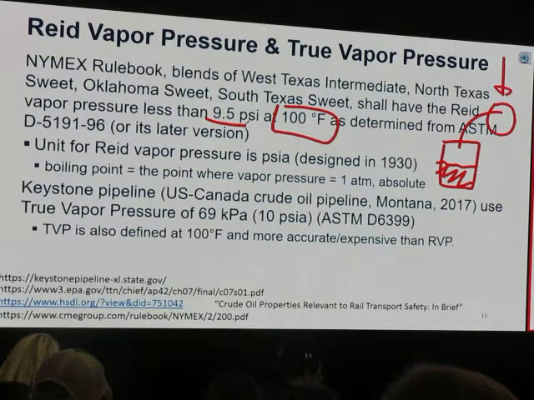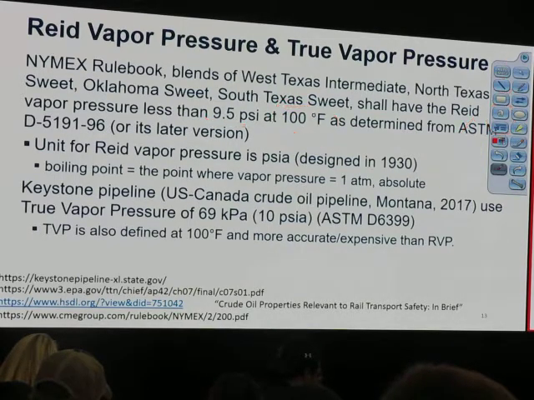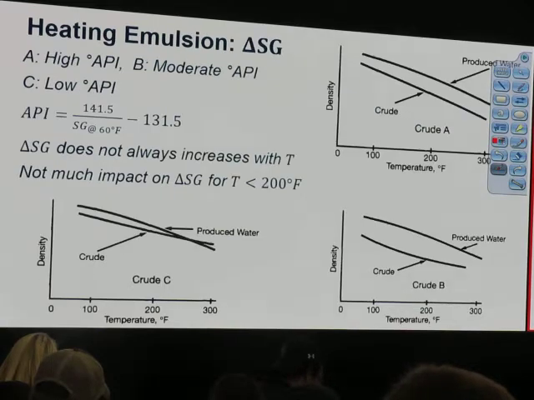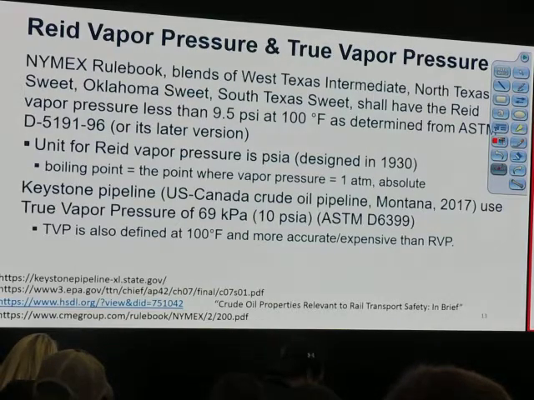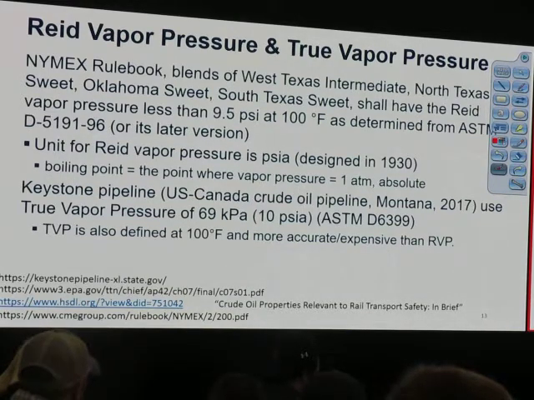So sometimes people try to use a heater treater to heat it up, to lose some light end, so it removes the gas that dissolves in the oil phase. When that gas dissolved in the oil phase comes out, oil becomes kind of denser, and we can meet this specification of Reid vapor pressure.